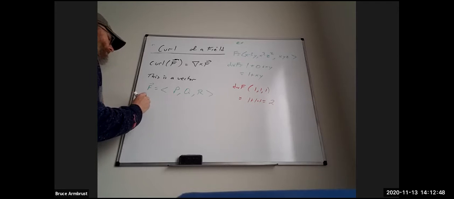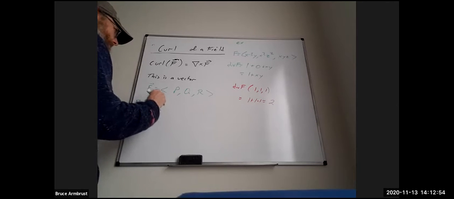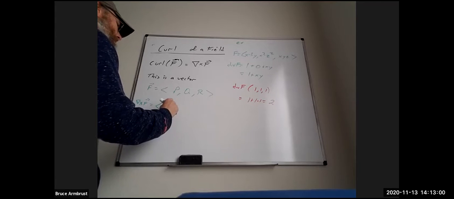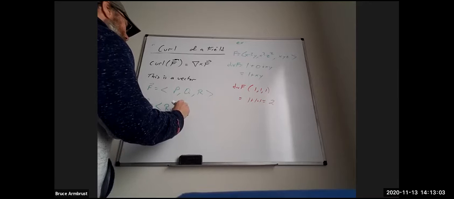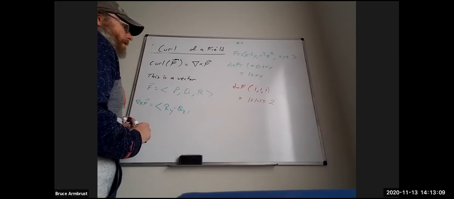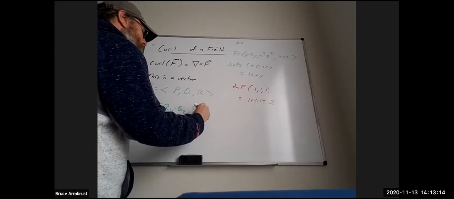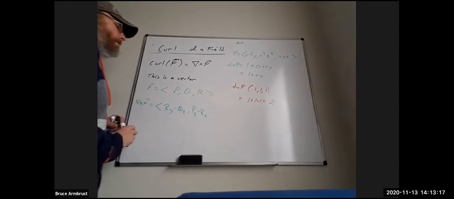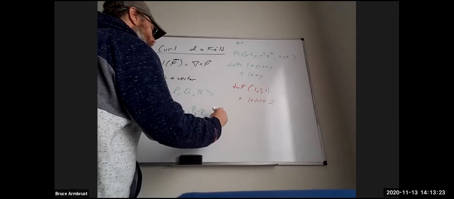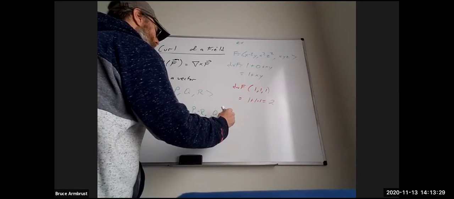So the curl of F is going to equal, and give me a second here because I have to translate this in my head. It's going to be Ry minus Qz. And then we're going to get Pz minus Rx. And then we're going to get Qx minus Py.